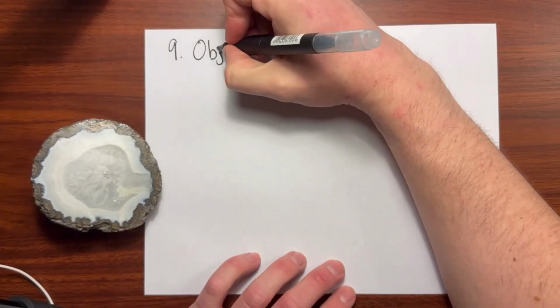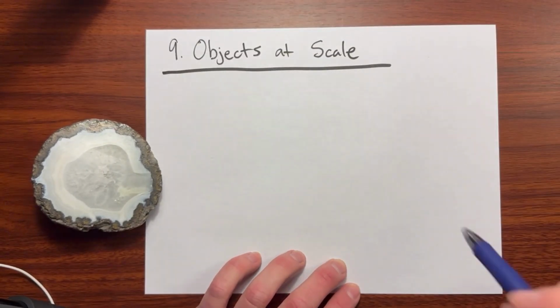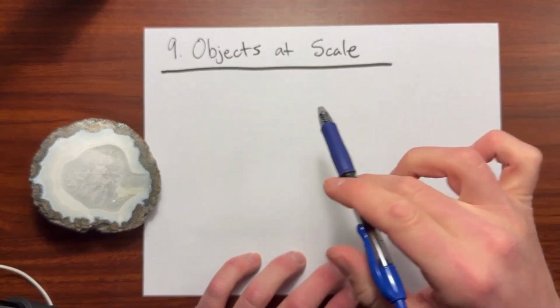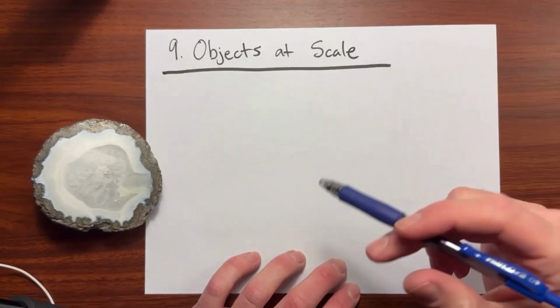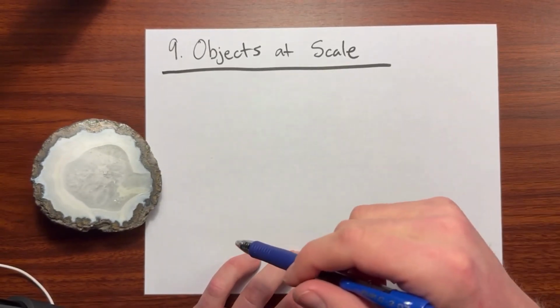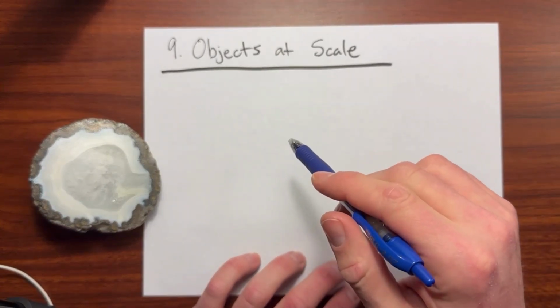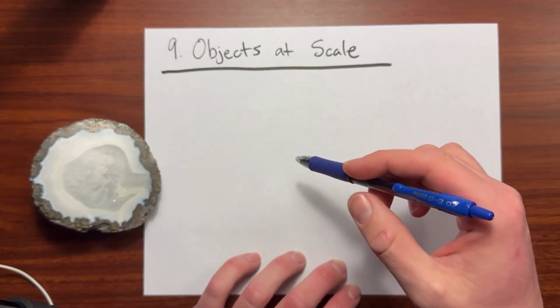Number 9, objects at scale. So you'll have to use scale factors to convert dimensions between scale drawings and actual objects. The Khan Academy video for this one's called Scale Drawings, and we'll jump right into an example.